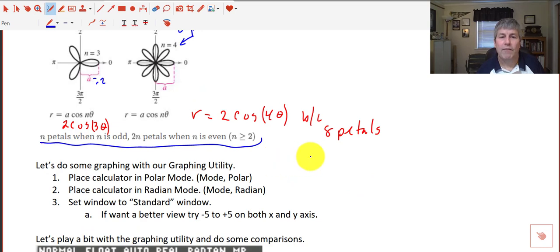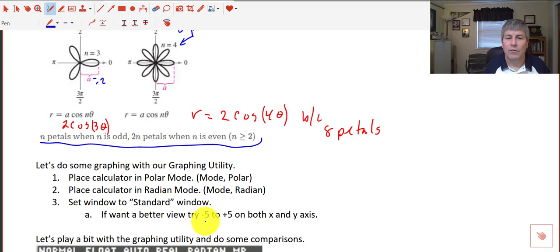This is the graph of 2 cosine of 4 theta. So let's do some graphing with our graphing utility. You want to make sure that your calculator is in polar mode. You can simply go to mode and then polar, and make sure the calculator is in radian mode as well. So while you're in mode, change that to radians. Now you can set your window to standard.